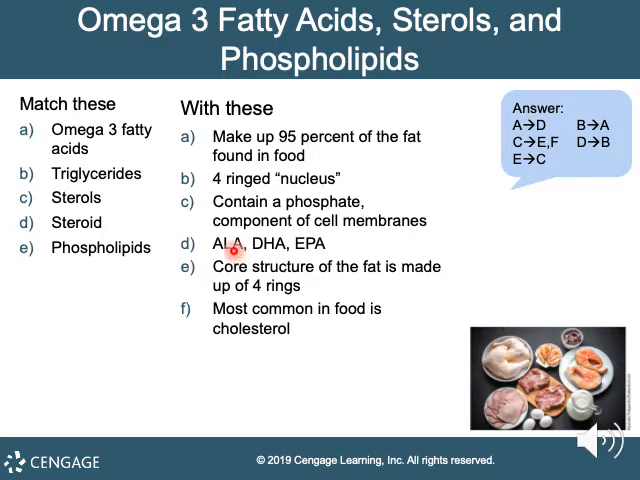Alpha-linolenic acid is one of the essential fatty acids. The other is linoleic, which is an omega-6 fatty acid. Triglycerides make up 95% of the fat found in food as well as in body fat, as we mentioned.